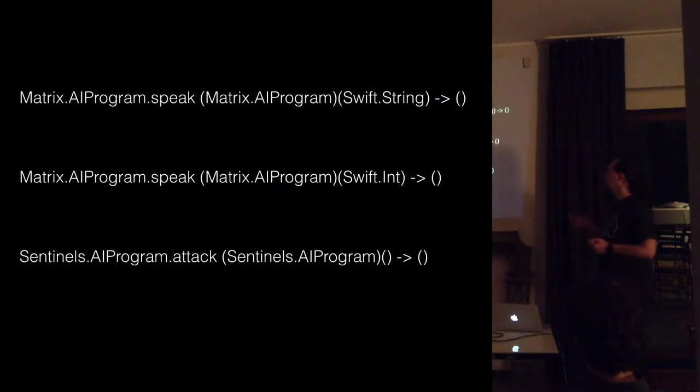Let's take a look at some example methods. The first two of them are the methods speak in the AI program class. And they are overloaded. The first one takes a string argument, the second an integer argument. And the third is a method from a class from a different module, from Sentinels. And you see that the class methods don't clash. So let's have a look at how those method names look after applying the mangling algorithm.